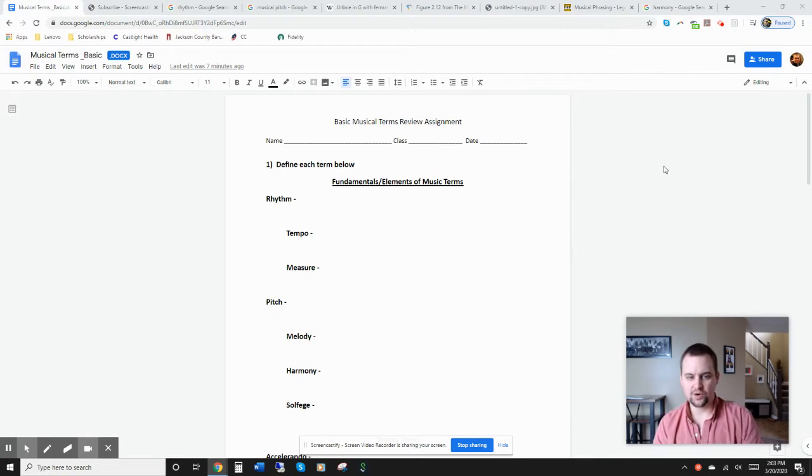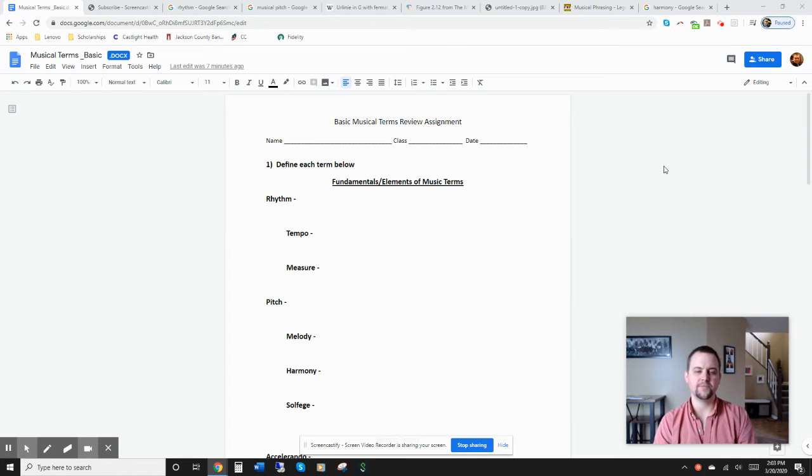So number one is rhythm. Rhythm is simply put the duration of a pitch, duration of pitch. Okay. It is not the speed yet. That's another term. In fact, that's the next term. Tempo. Tempo is the speed of the beat, or the speed of the pulse.